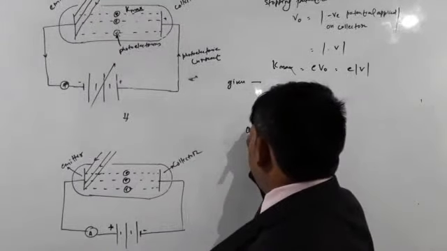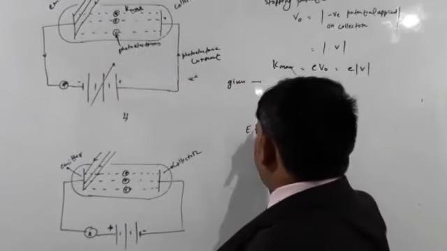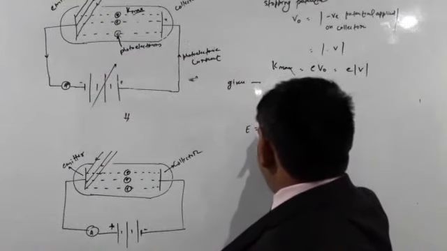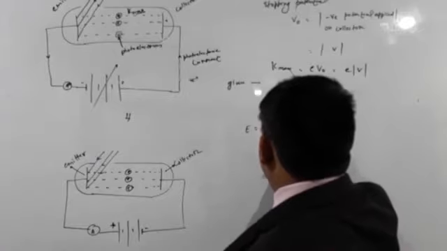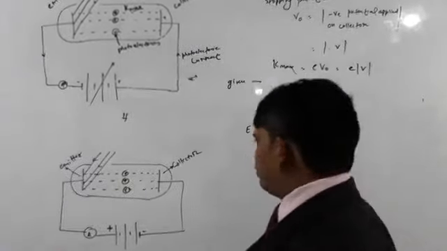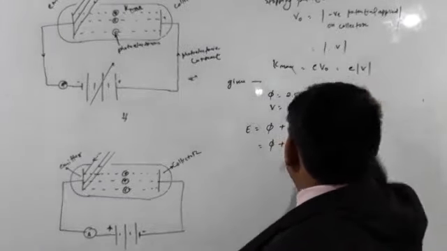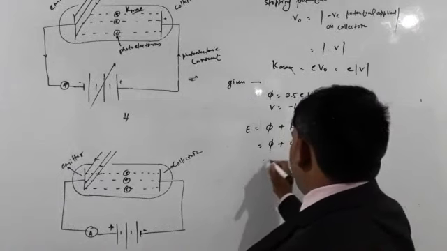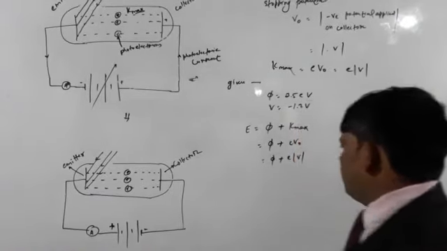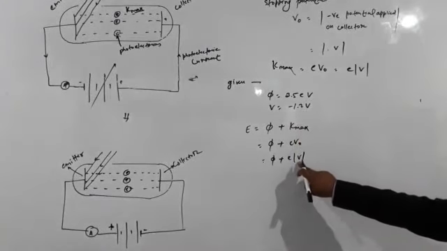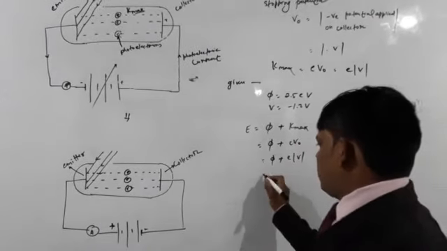The energy of the photon of the radiation falling on the emitter will be equal to the work function of the matter of the emitter plus the maximum kinetic energy of the photoelectrons. This is equal to phi plus K max. According to this equation, this is equal to eV naught, that is, phi plus eV naught equal to e mod of V, where V is the negative potential applied on the collector and V naught is the stopping potential here.